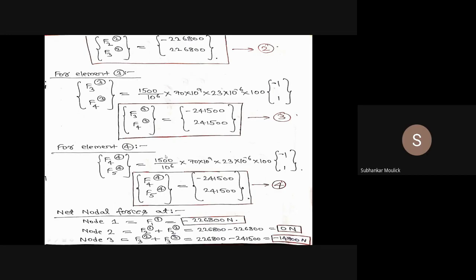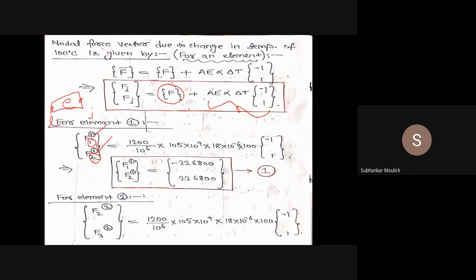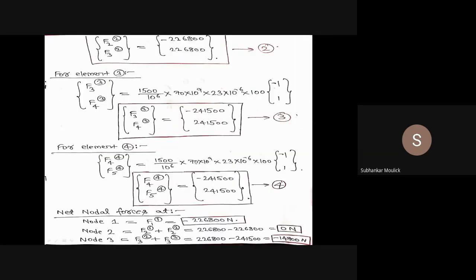Once you have done these things, now you need to calculate the total nodal force present at each node. If I talk about node number 1, the total nodal force present is F1, which is minus 226800. Is there any other F1? No, it is not there. That means the total nodal force at node 1 is minus 226800 Newton.